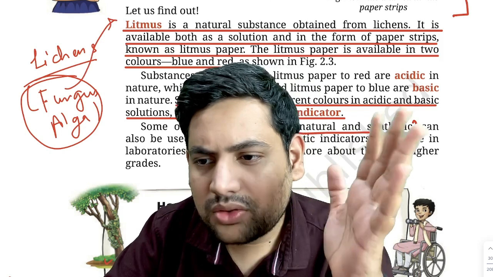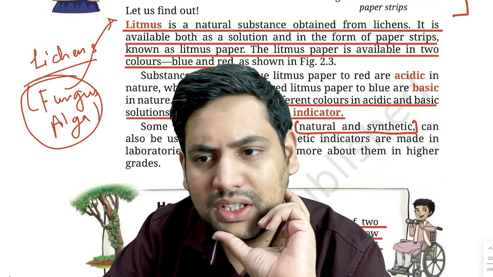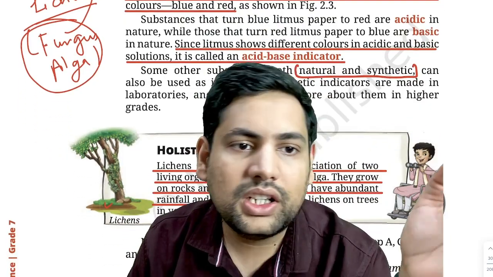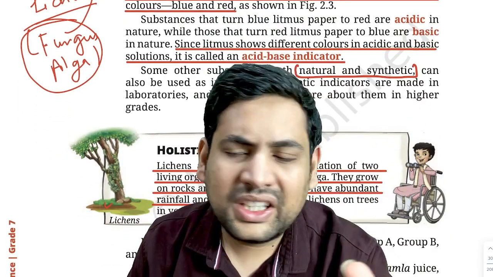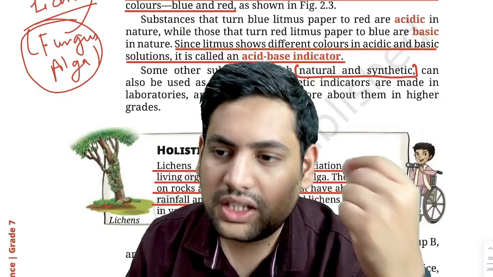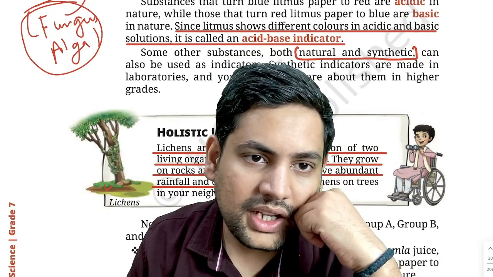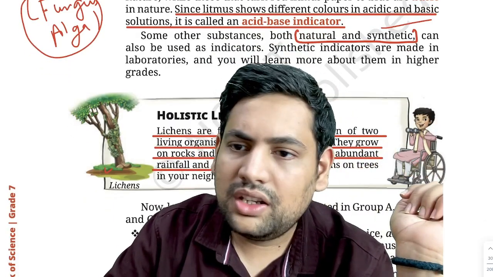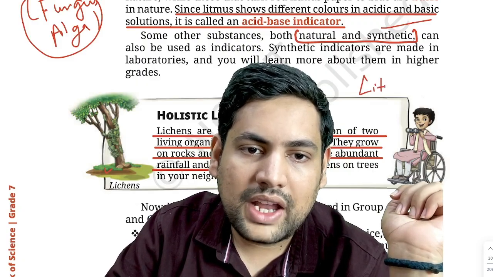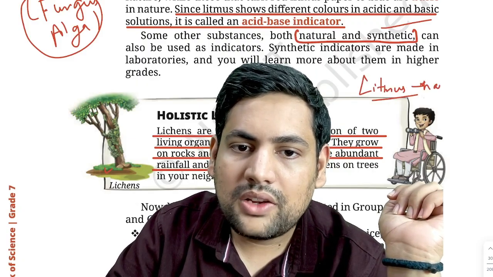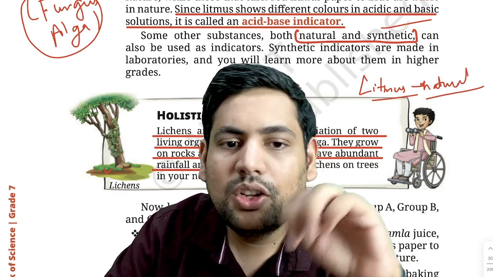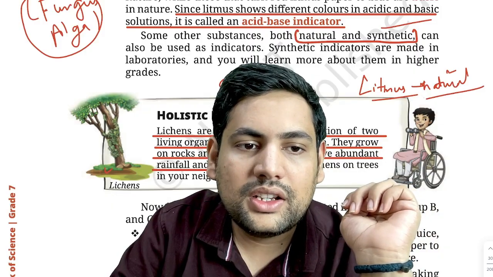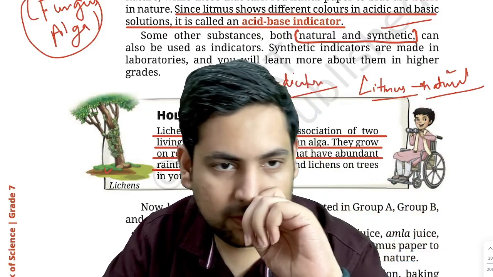Litmus property you have already understood, what it does in acidic solution, what it does in basic solutions. Same thing is written here. Since litmus shows different colors in acid and base, it is called an indicator, as it can indicate if a thing is acidic or basic. Next is natural and synthetic indicators. What you get from biological or natural or living things, like litmus or lichens, is called natural indicators. What you make in labs and factories is called a synthetic indicator.